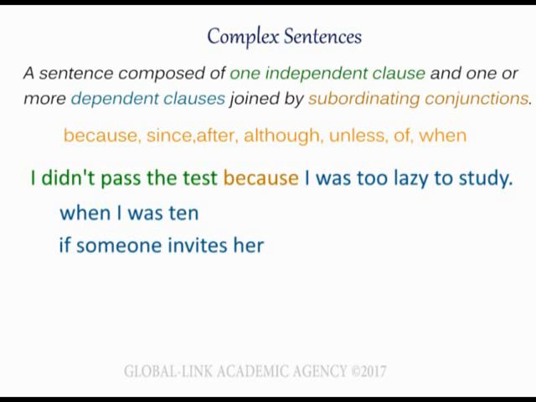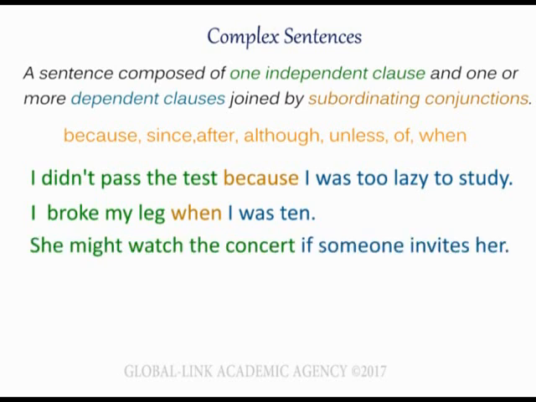Another one, I broke my leg when I was 10. The independent clause here is I broke my leg. The dependent clause is when I was 10. When here is our subordinating conjunction. The third one, she might watch the concert if someone invites her. She might watch the concert is our independent clause. If someone invites her is our dependent clause. If is our subordinating conjunction.